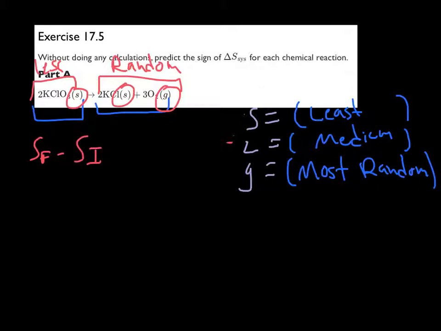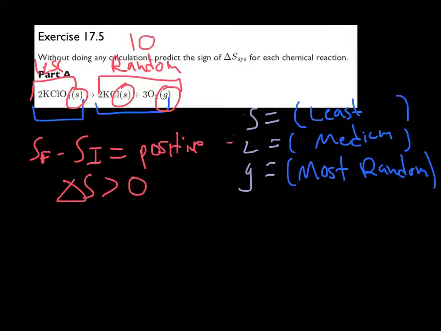So since the S final is greater or more random than the S initial, that means it's going to be positive or greater than 0. So the answer in the book is like this: delta S is greater than 0. But if you're confused on this, think about this. Since we're saying this is more random, let's give it a number. Say this is 10, and this is less random, so this is 5. So S final minus S initial, 10 minus 5 equals 5, which is greater than 0. Probably a bad number to choose here, because my 5 looks like S, but you get the basic principle.